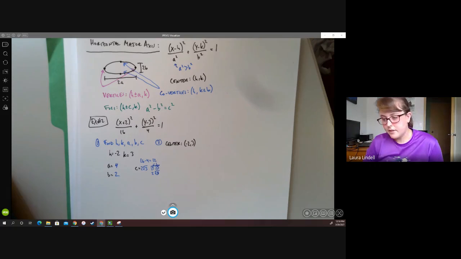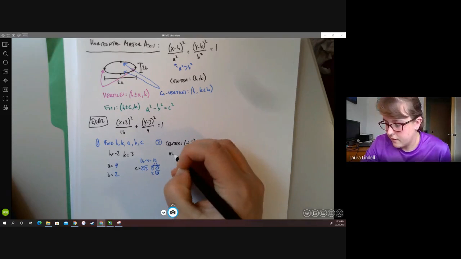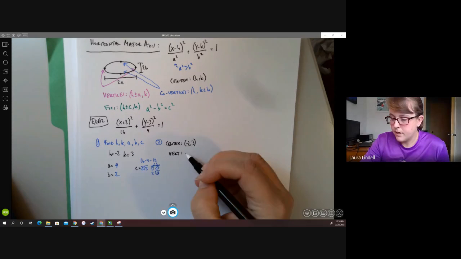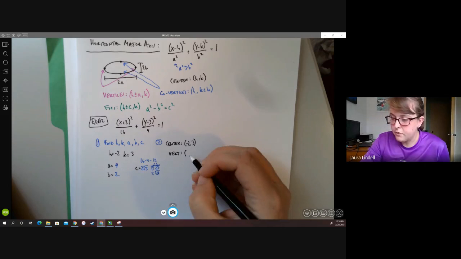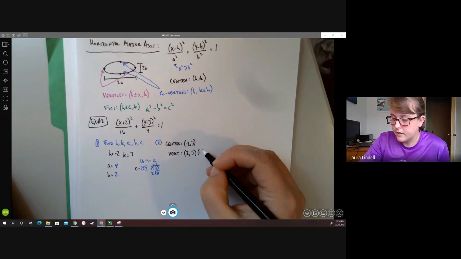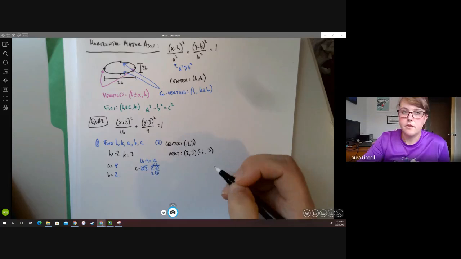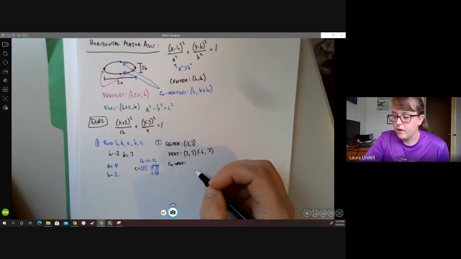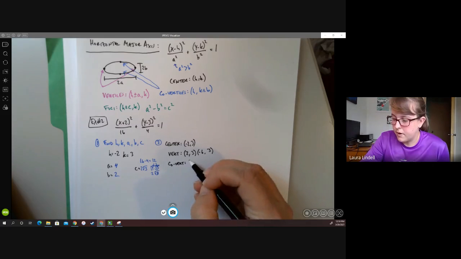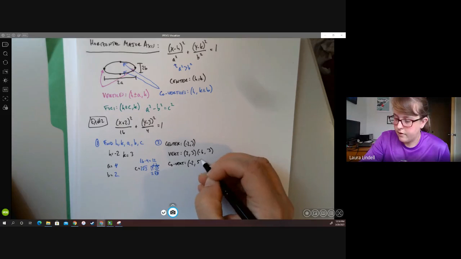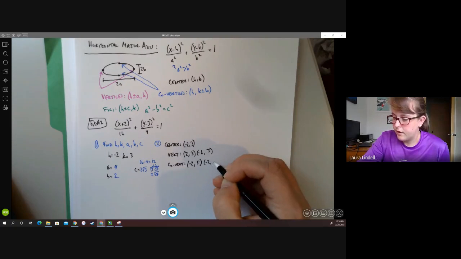So the next thing we want to do is find those vertices. So the vertices, h plus or minus a, comma k. So h is -2. -2 plus 4 is +2. And then k was 3. And then -2 minus 4 is -6. Still 3. And then the co-vertices, that would be h and then k plus or minus b. So -2. And then 3 plus 2 is 5. 3 minus 2 is 1.